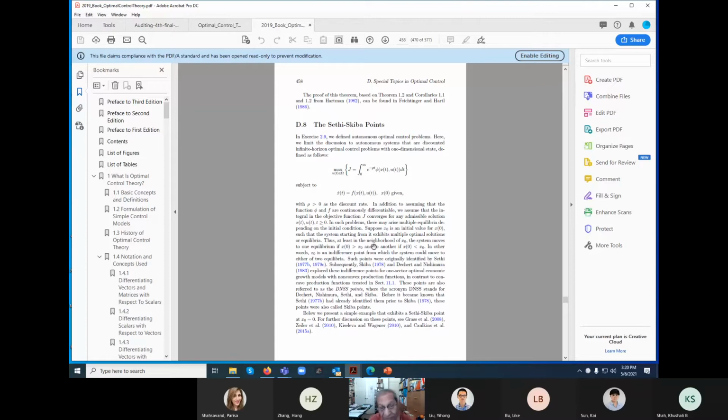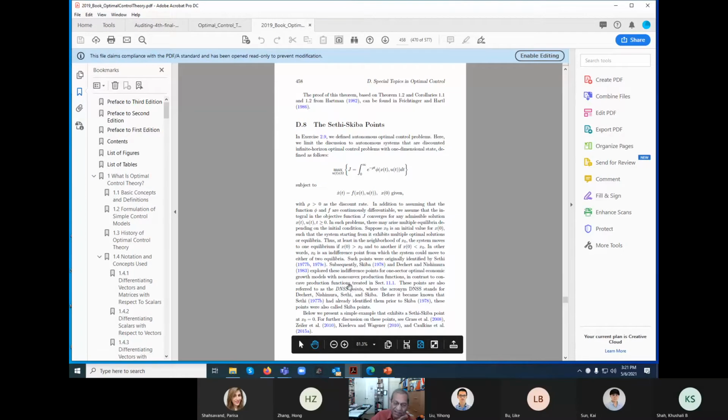those points got to be known as Skiba points until I pointed out to the powers that be, the people who are writing these papers, that I actually had these points before Skiba. And so the community changed their name to DNSS points. Can you see the word here, DNSS? And some papers were written under this name, where D means Deckert, N Nishimura, S Sethi, S Skiba. But that one got some papers published.